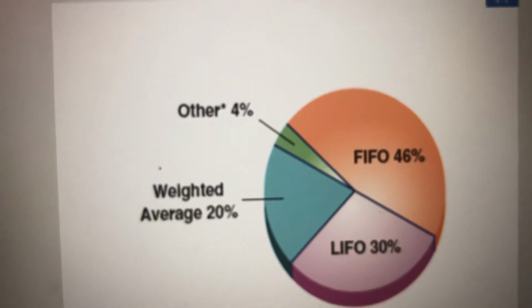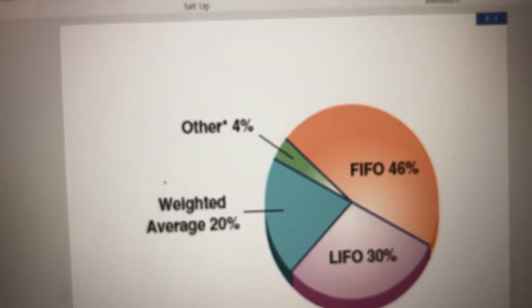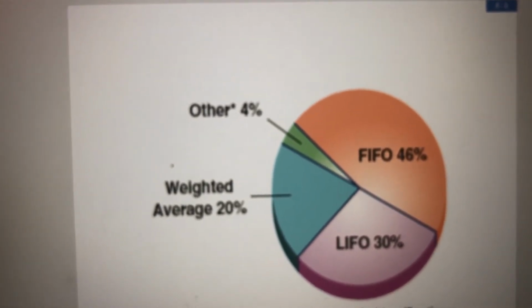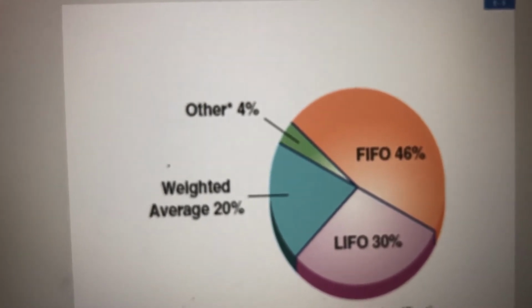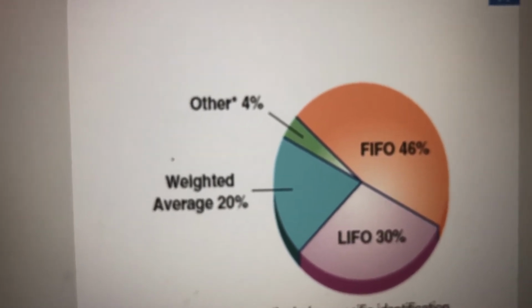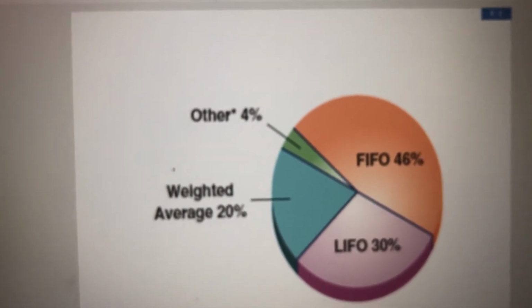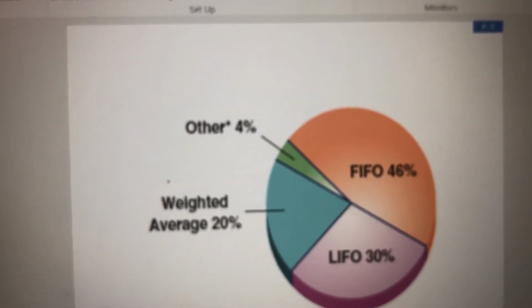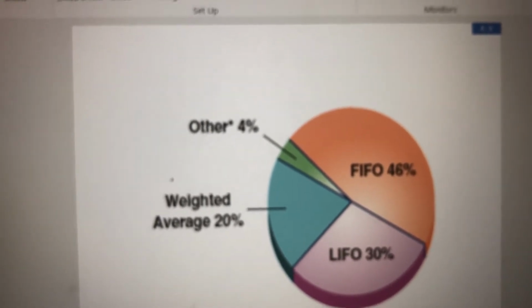Companies that use these, most of them use FIFO, first in, first out. The majority used to use LIFO until we found out international standards did not accept that. LIFO was actually set up in the 30s to help decrease taxes, and I'll show you how that works later. Weighted average is 20%, so it's middle of the road, and then specific identification. Most companies don't use that, only 4%. Okay, so you need to know about that.